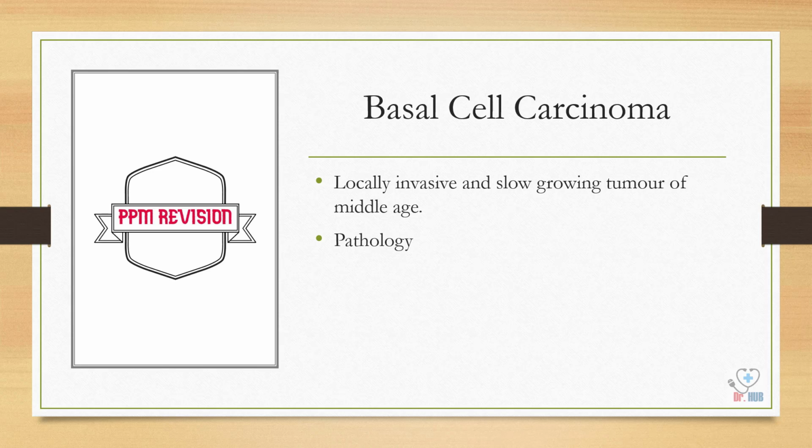Then moving on to the morphological features, it undergoes central ulceration and the margins are rolled up, and this pattern is similar to that of a tissue which is attacked by a rodent. That's how it got the name, and it is also known as rodent ulcer.